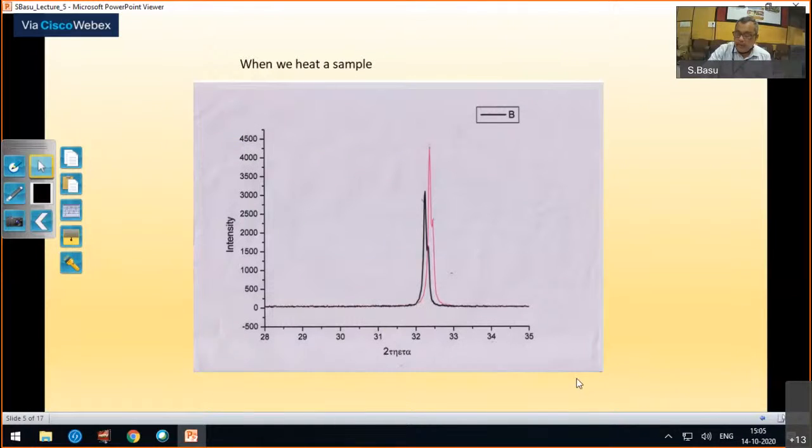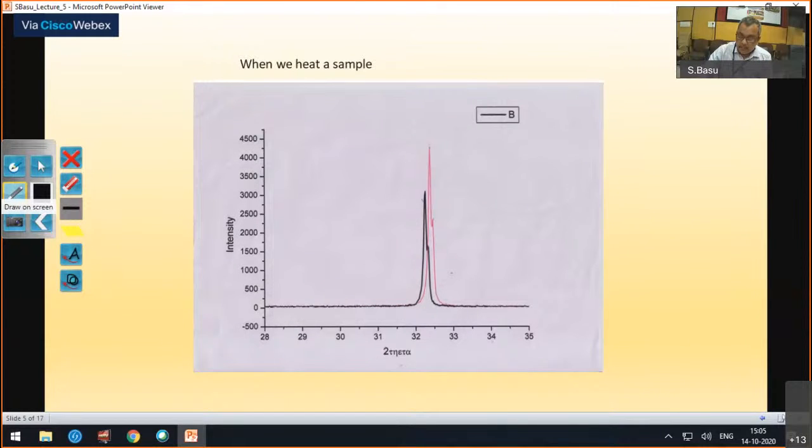when I showed you the experimental results on the silicon crystal, I showed you that with respect to temperature, the crystal expands. This is the q axis or the theta axis. The crystal expands, so the peak shifts to lower values, and the peak intensity reduces because of the e to the power minus 1/3 g square u square term.